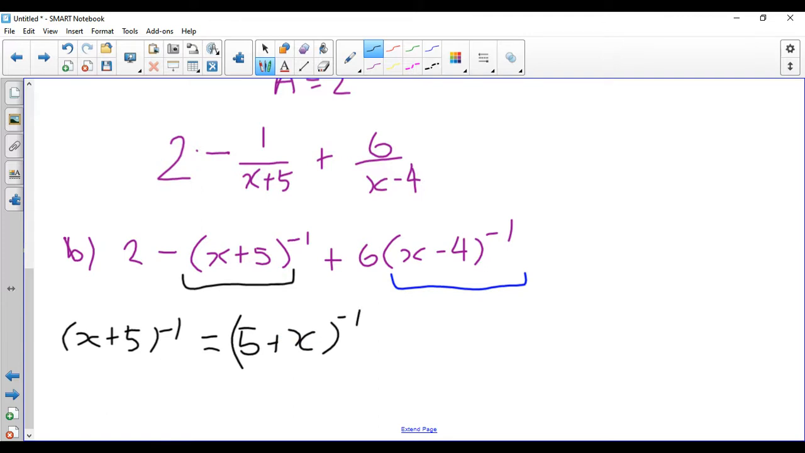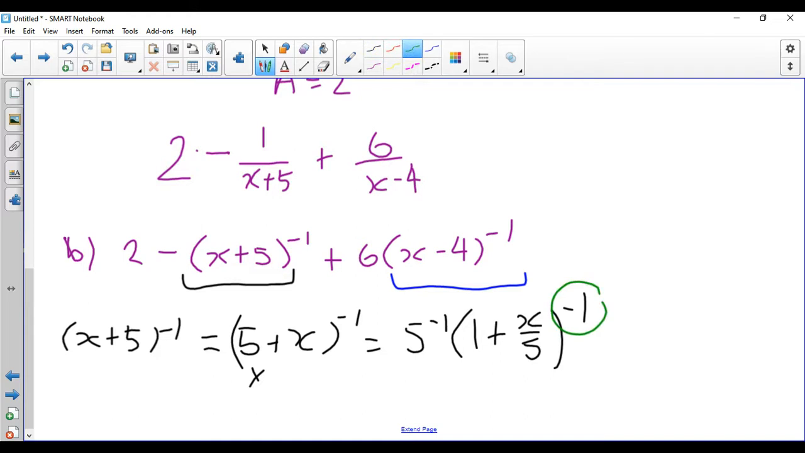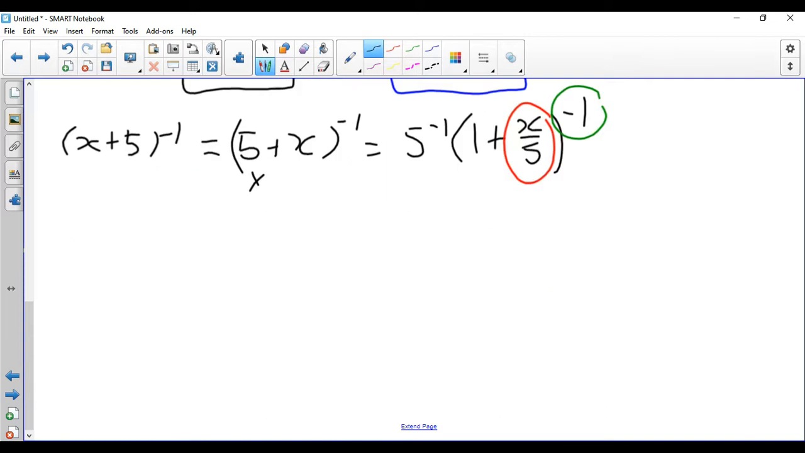Just so much nicer if your brain sees it the way it normally looks. Right, so let's check. Is that a 1? No, so I'm going to factorise out the 5 to the minus 1 to leave 1 plus x over 5 to the minus 1. Okay, so n is minus 1, x is x over 5. Don't lose track of that 5 to the minus 1, which is a fifth.